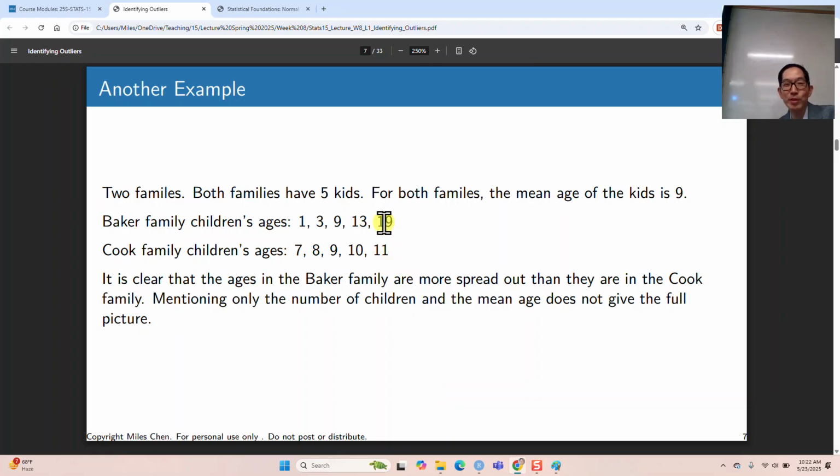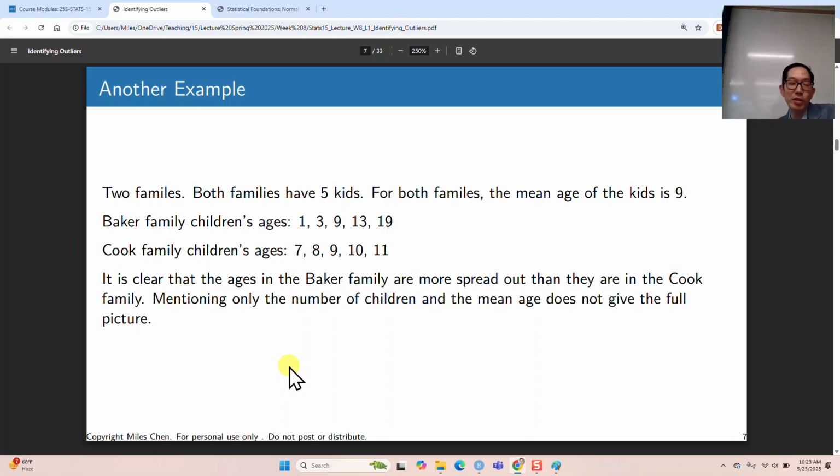Probably in the Baker family, this kid is going off to college. This kid is still in diapers. Whereas in the Cook family, they're all very similar in age. Just looking at these numbers, we know there's more spread in the Baker family and less spread in the Cook family. So mentioning only the number of children and the average age doesn't really capture the full picture. So we can go through and calculate the variance.